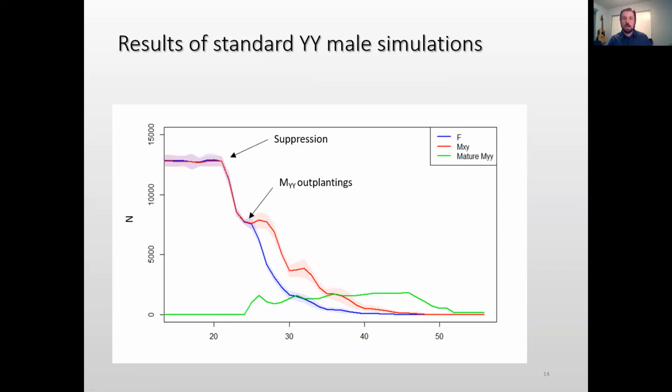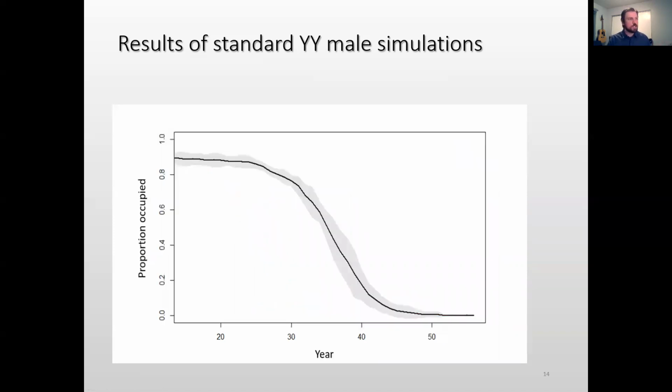And then we also looked at occupancy over time, so not just total population size, but this is occupancy of individual patches, and you get this inverse sigmoidal sort of shape. And it turns out that some patches have a harder time being eradicated than other patches.